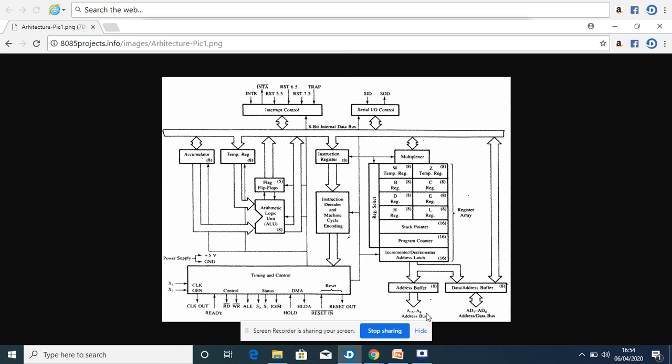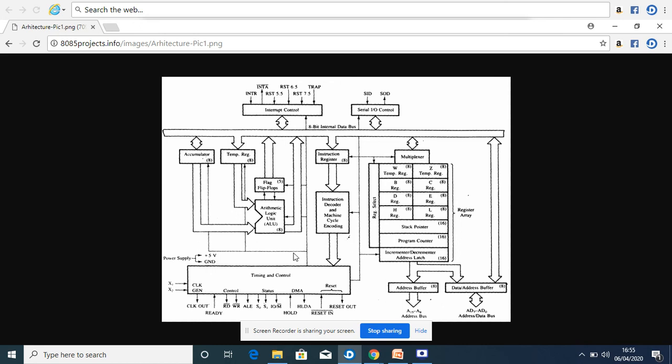So, if we discuss the buses, they are of three types: address bus, data bus, and control bus. As we have already discussed, the address bus is 16-bit, the data bus is 8-bit, and the control bus is of single bits that carry the control information like read signal, write signal, ALE signal, etc. So these are the basic things behind the architecture of the 8085 microprocessor.